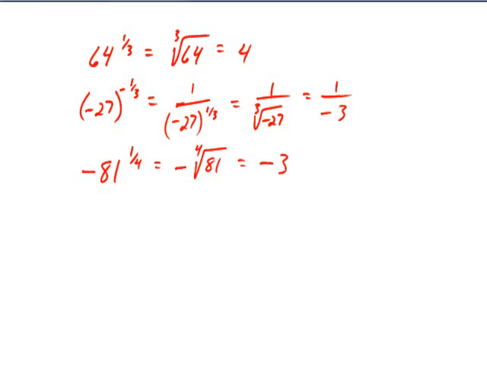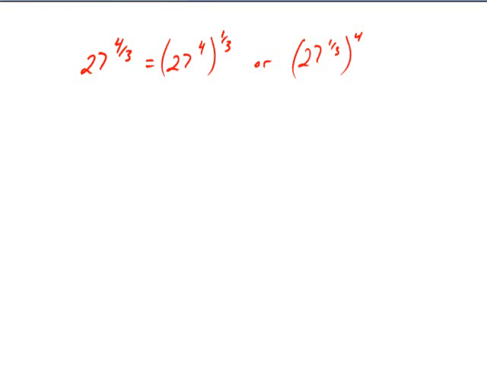Let's look at a few other examples. Let's look at some exponents that are not written as 1 over some value. For example, 27 to the 4/3 power. 27 to the 4/3 can be rewritten as 27 to the 4th raised to the 1/3, or 27 to the 1/3 all raised to the 4th power.